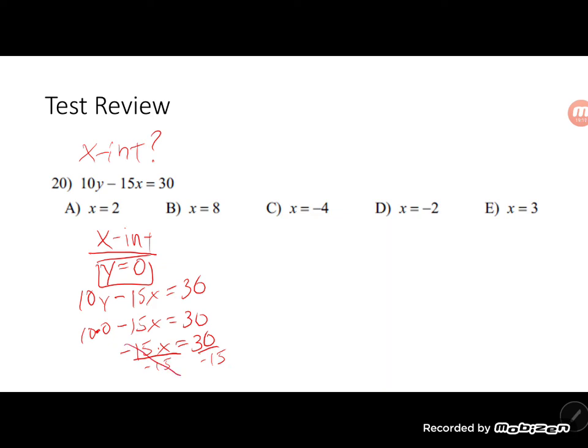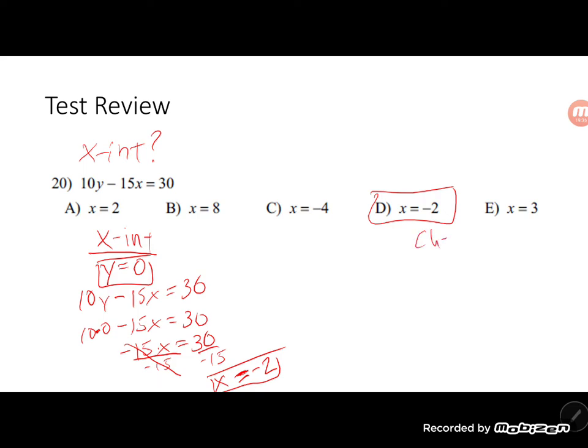So my negative 15s will cancel. And then 30 divided by negative 15, well, that's going to equal, and I'll go ahead and write my work over here, that's going to equal negative 2. And so x should be equal to negative 2. And I look at my answer choices, and I do see x is equal to negative 2.